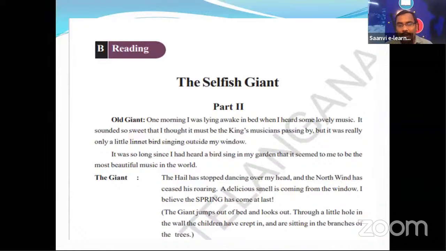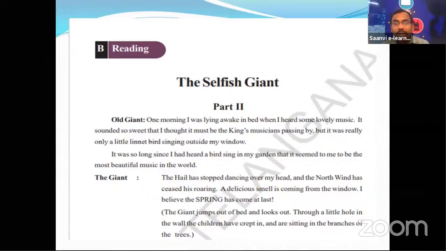So one day, what happened here? The old giant was not sleeping. He was lying awake in bed. Then he heard some lovely music from outside. The first thought which came to the old giant's mind was that it was the king's musicians going along the road. But it was really only a little linnet bird singing outside my window.